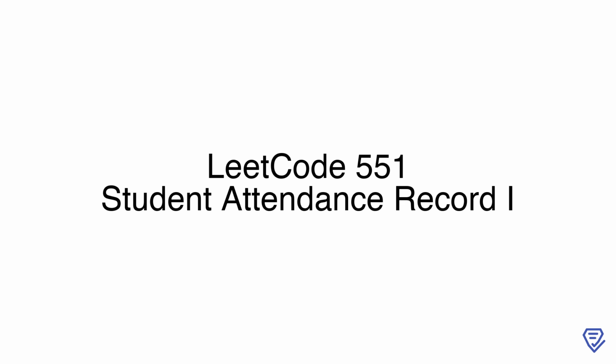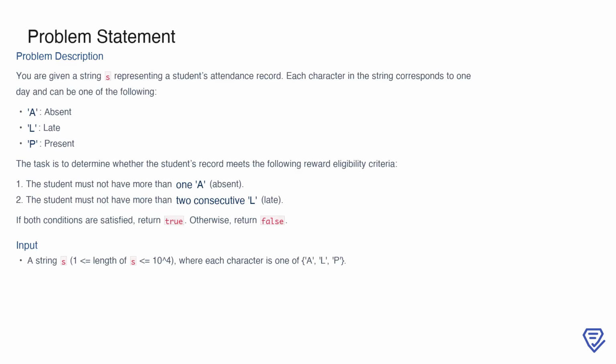Let's get started. In this problem, we are given a string S that represents a student's attendance record. Each character in the string corresponds to 1 day of attendance and can be one of three values, A, L, or P. A stands for absent, L stands for late, and P stands for present. The goal is to determine if the student is eligible to receive a reward based on their attendance record.